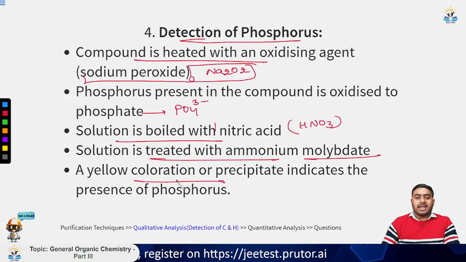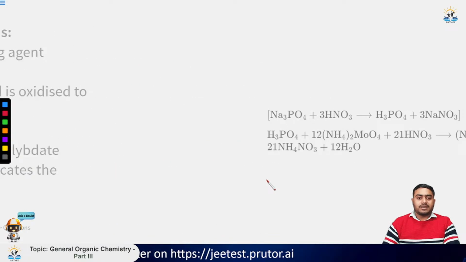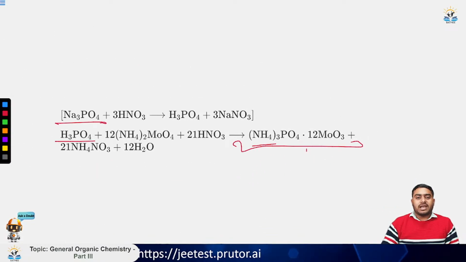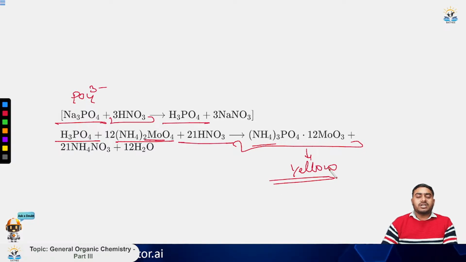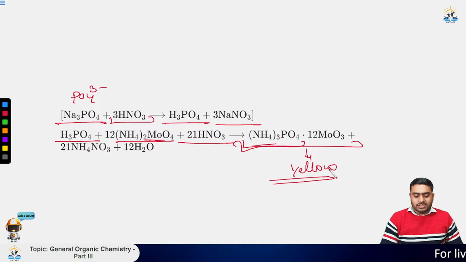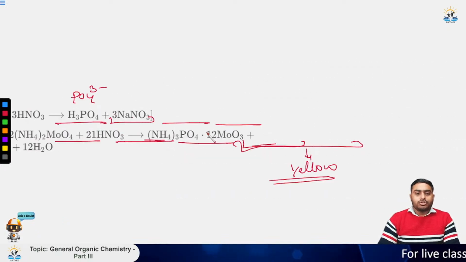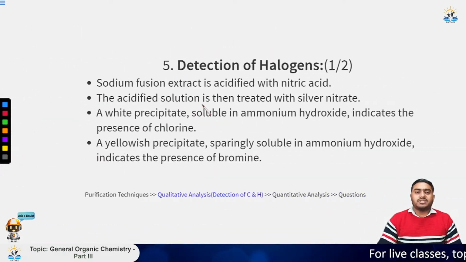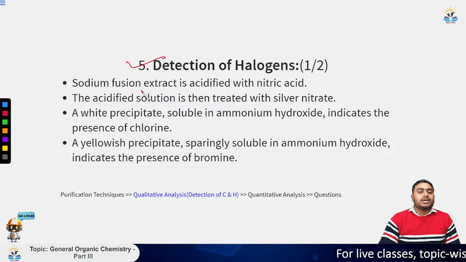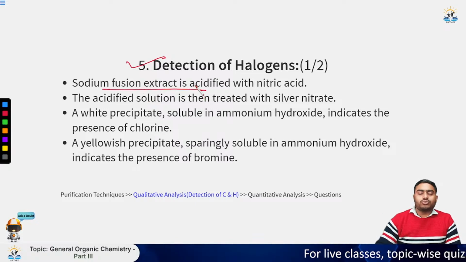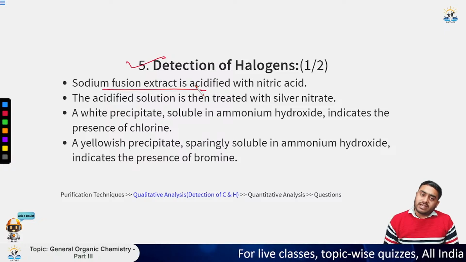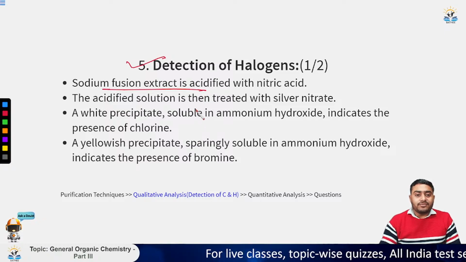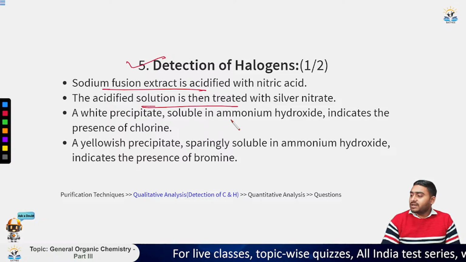The yellow coloration comes due to the formation of this precipitate. This is the detection of phosphorus. Let's move to the next one. Detection of phosphorus is done, and the next is detection of halogens. Make the sodium fusion extract, as you know very well, and acidify it with nitric acid, HNO3. The acidified solution is then treated with silver nitrate.